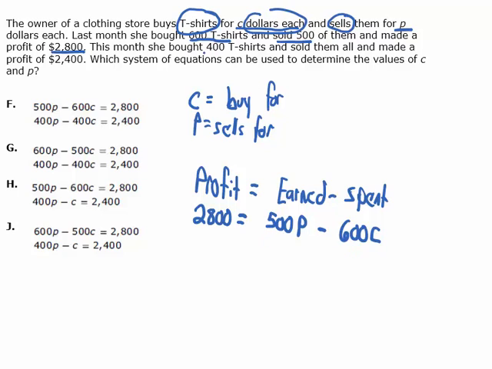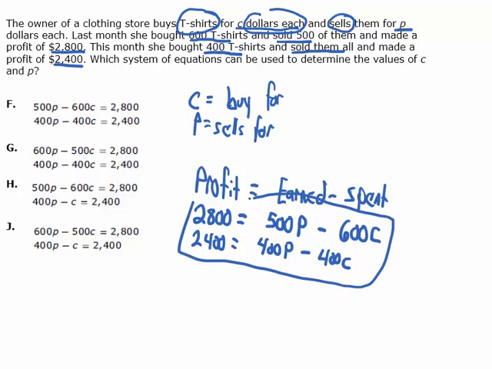Our second equation says this month she bought 400 t-shirts and sold them all and made a profit of $2,400. So this time it's 2,400 equals 400 t-shirts sold. So 400 times the price of the t-shirts, minus 400 times the cost of the t-shirt, equals $2,400. That should be our system of equations.